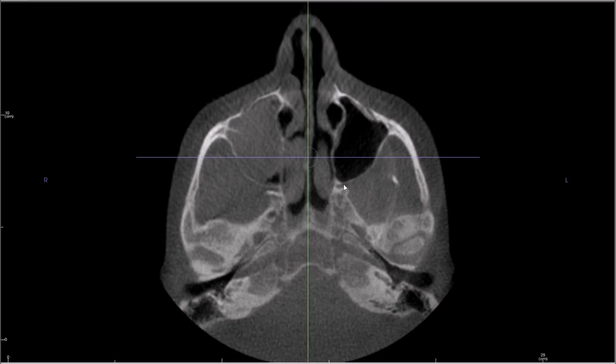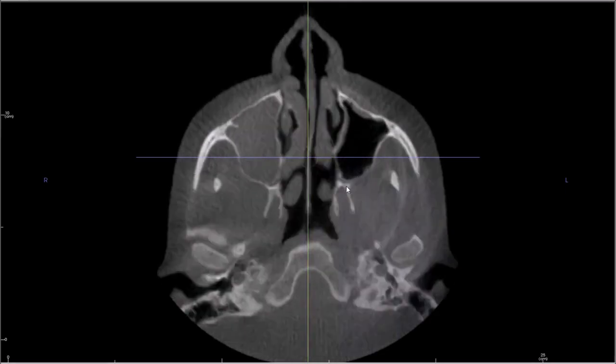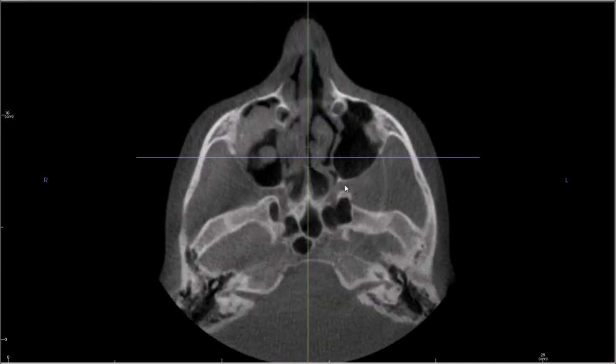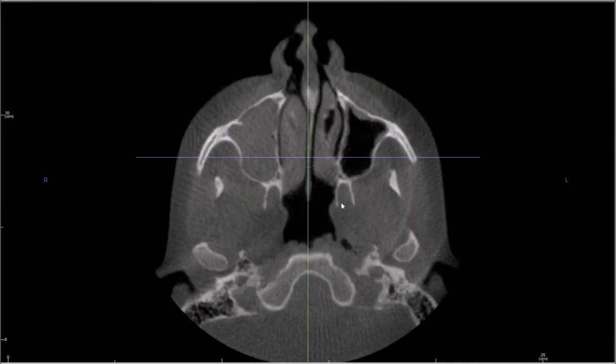So maxillary sinuses, and what's this posterior to the maxillary sinus? The pterygopalatine fossa. And you probably know these are the lateral and the medial pterygoid plates.